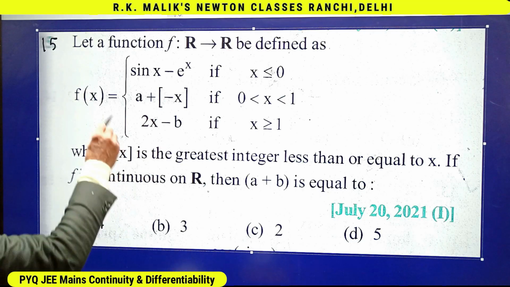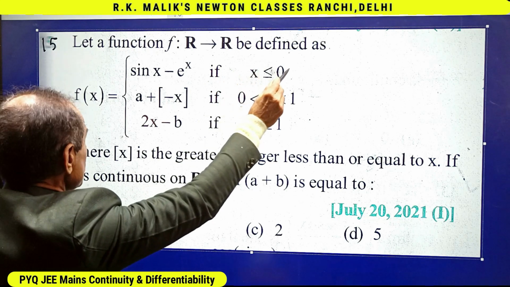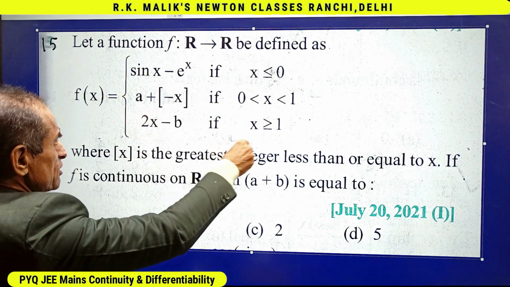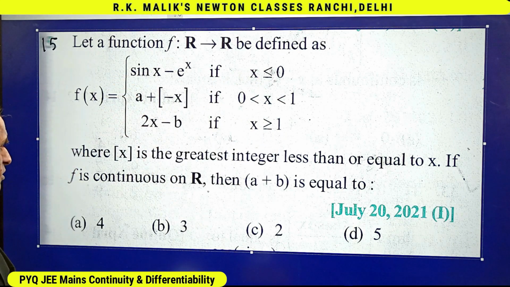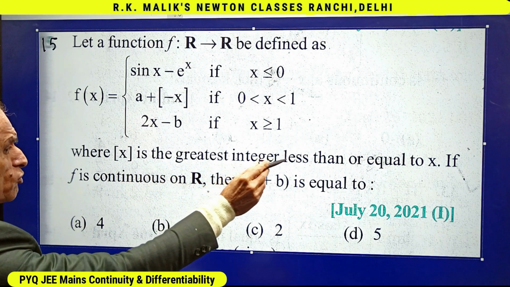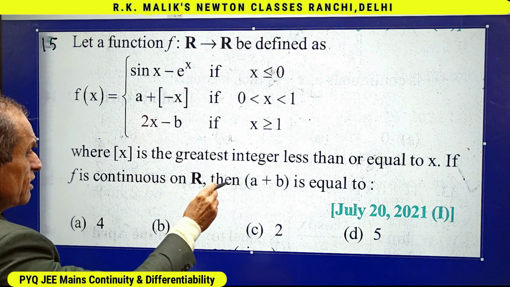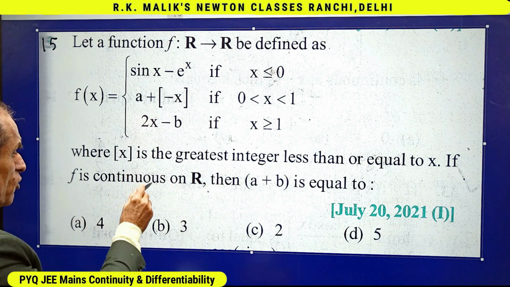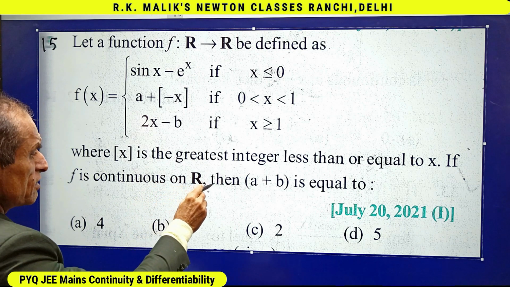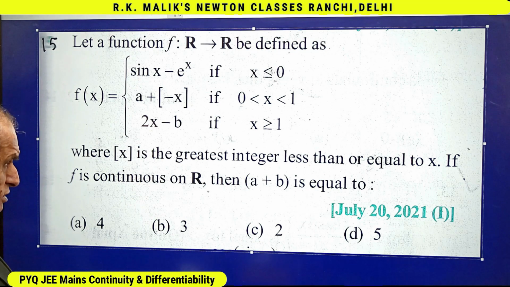In this question, it is given that a function f from R to R is defined as f(x) equal to this thing, where box x is the greatest integer less than or equal to x. If f is continuous on R, then a plus b is equal to, you have to find the correct choice.